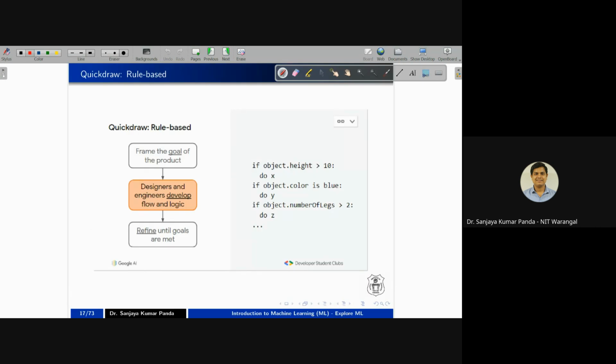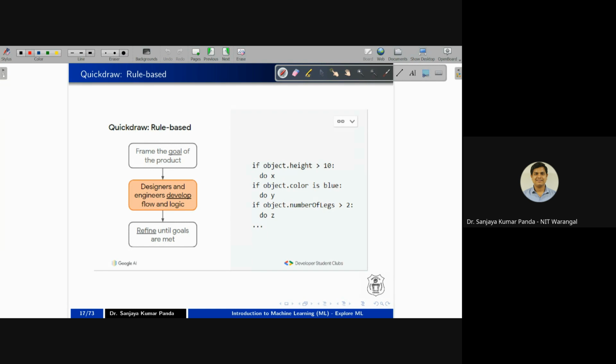Now, coming to our second discussion, I told you there is a rule-based system and a machine learning system. Whenever a problem is given to you and you want to apply machine learning, first you think of a rule-based system. It is not that for all problems you apply machine learning. You first go for a rule-based system.